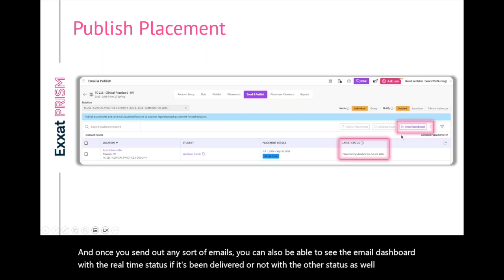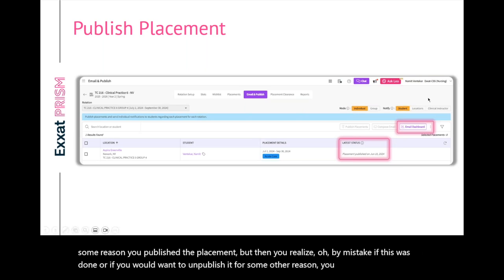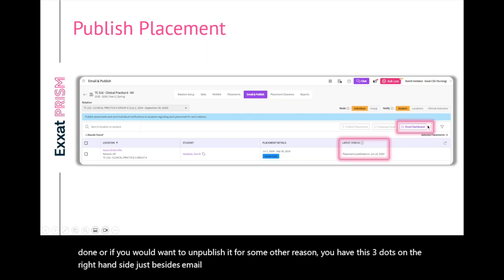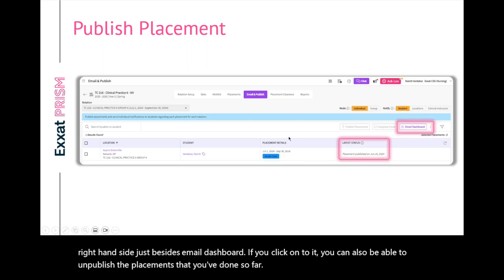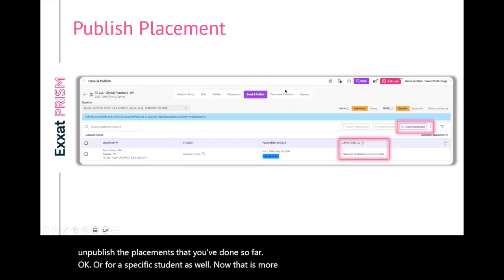Okay, and for some reason you publish the placement, but then you realize, oh, by mistake, if this was done, or if you would want to unpublish it for some other reason, you have these three dots on the right hand side just beside email dashboard. If you click onto it, you can also unpublish the placements that you've done so far, or for a specific student as well. Now that's more about how you publish the placement.